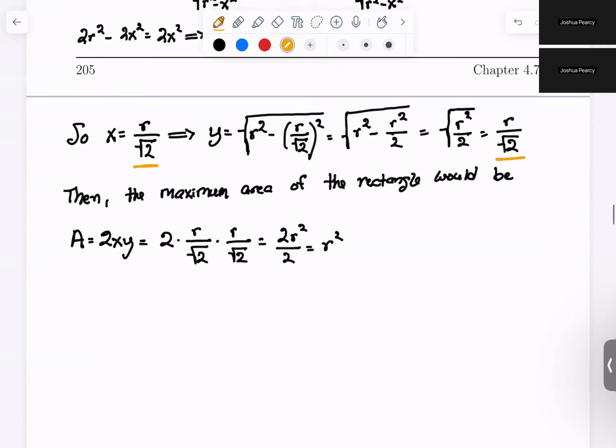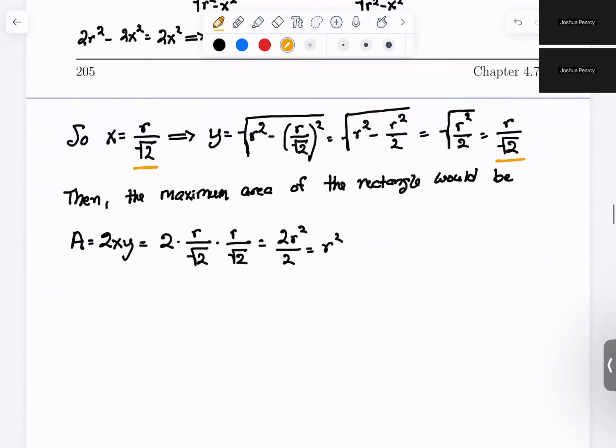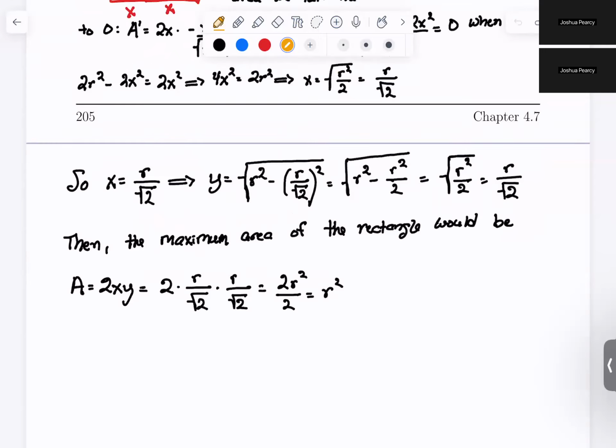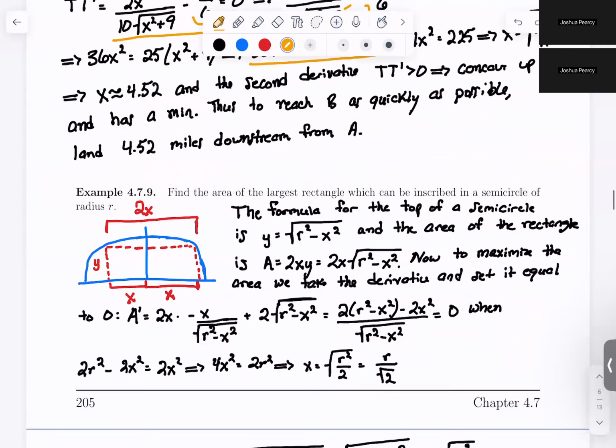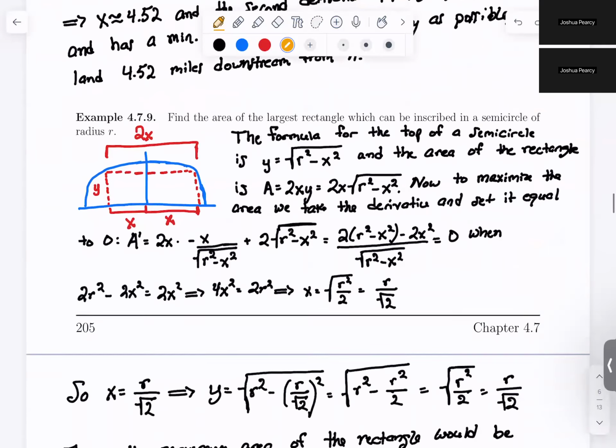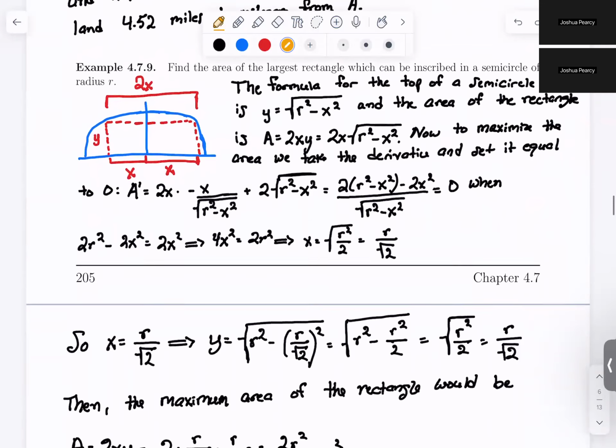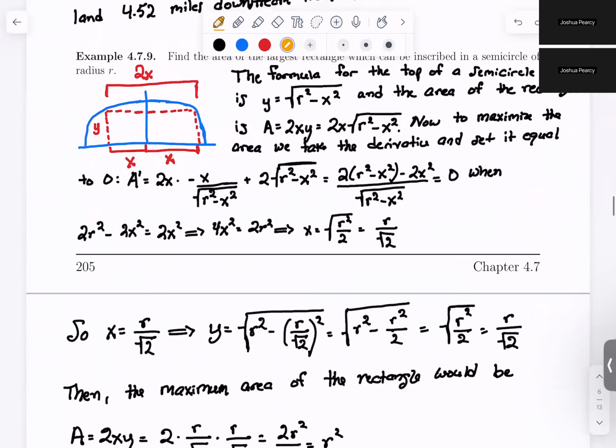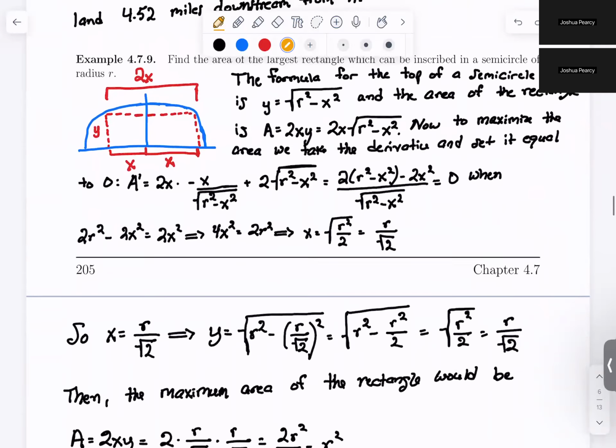So that means the maximum area, which we can find by 2x times y, is 2 times r over the square root of 2 times r over the square root of 2. The square roots of 2 become 2, and r times r becomes r squared. So I have 2r squared over 2, which is just r squared. So r squared is the largest area of a rectangle that we can inscribe in the top of a semicircle or on the bottom of a semicircle. Either way, it works.